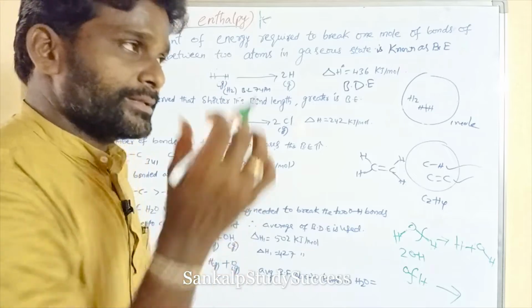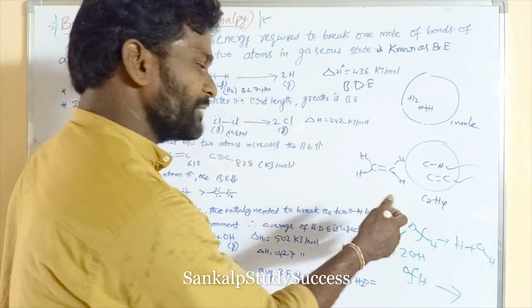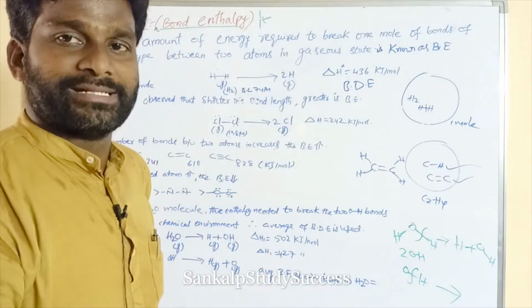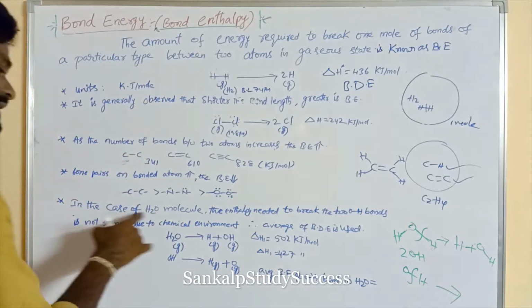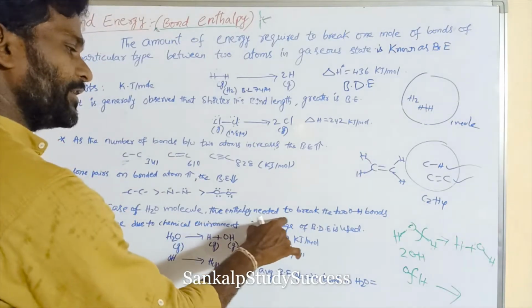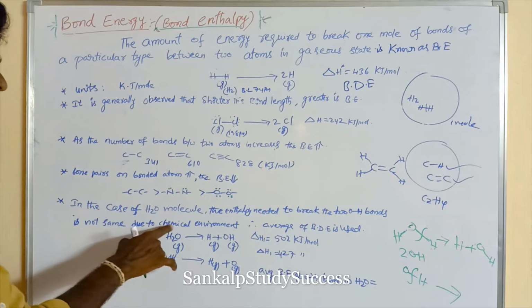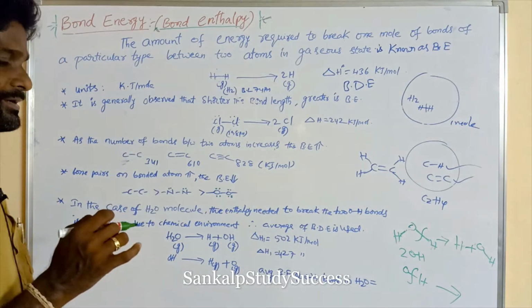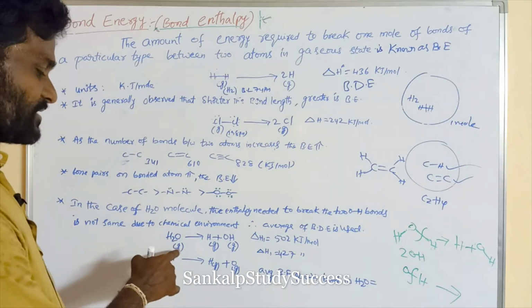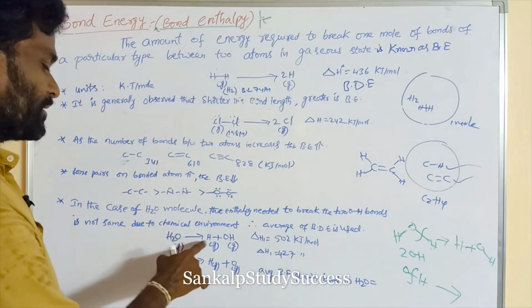So if the chemical environment of the bonds is different, its bond dissociation energy also varies, right? So in the case of the H2O molecule, the enthalpy needed to break the two OH bonds is not the same due to different chemical environment. Now suppose, what is the example? H2O is present in the gaseous state, right? If the bond is broken down, what happens?